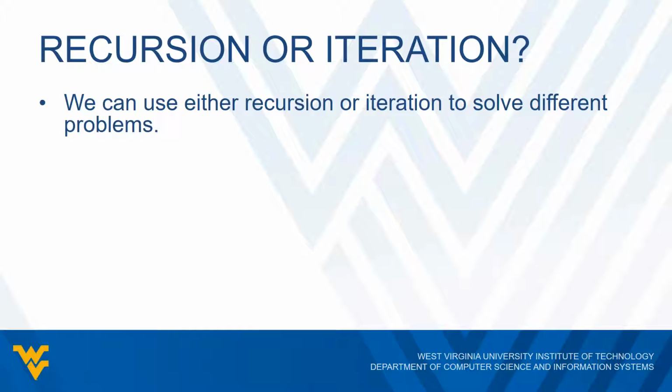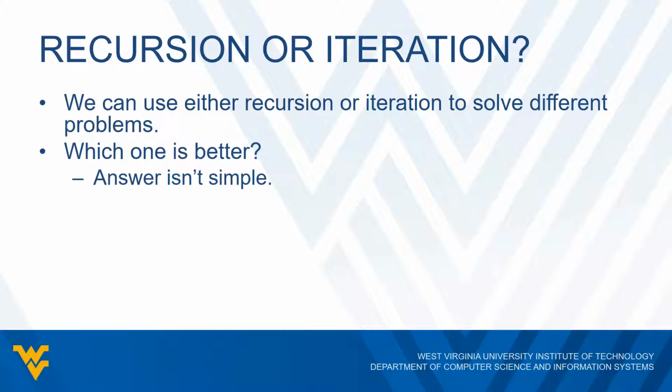What we see is that we can actually use either recursion or iteration to solve different types of problems. Even something like the binary search example. We showed an iterative approach earlier in the semester, and then we also showed a recursive approach for doing binary search. So the question to ask is, which one is better? Is it better to use recursion or is it better to use iteration? And the answer to that is not a simple answer.